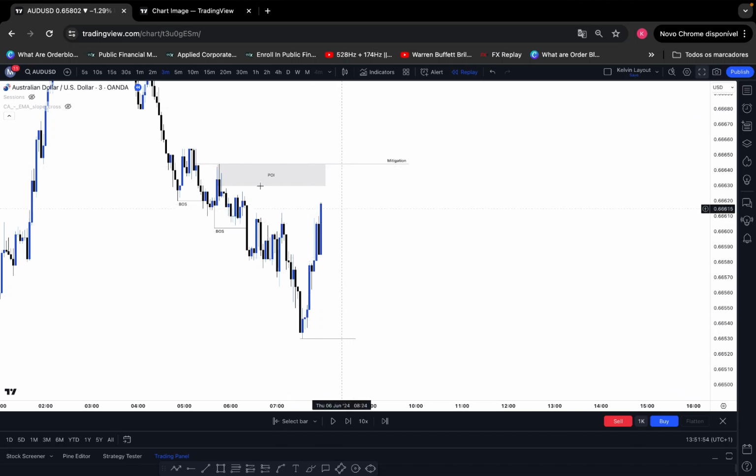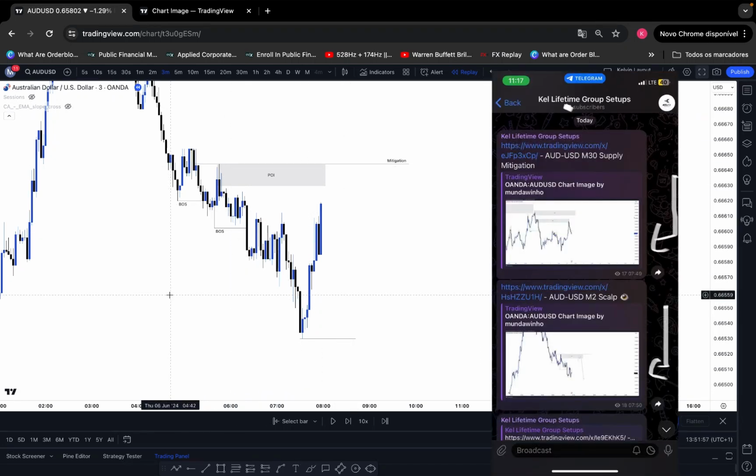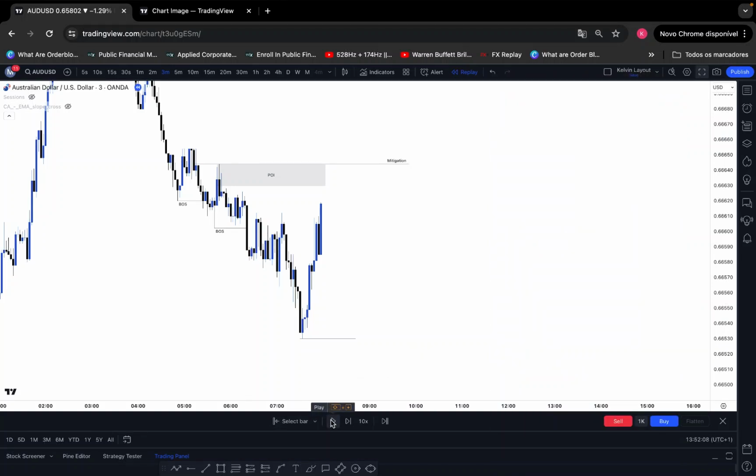So that's when I sent this on the group, on the mentorship. You guys can see right here. That's when I called on the group. This actually was at London Open. We wanted to catch that reversal once the London session opened. So price came into the point of interest.